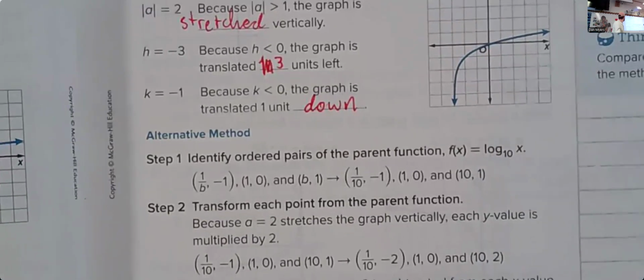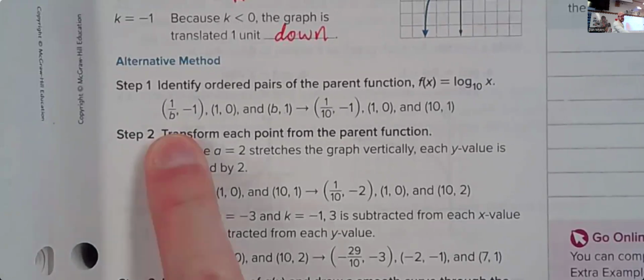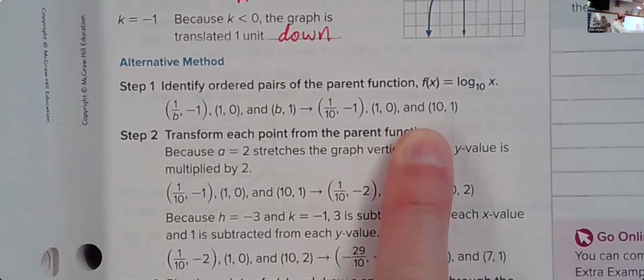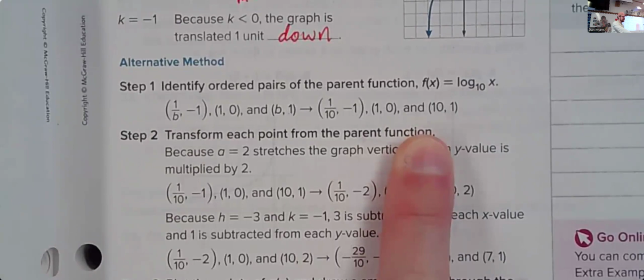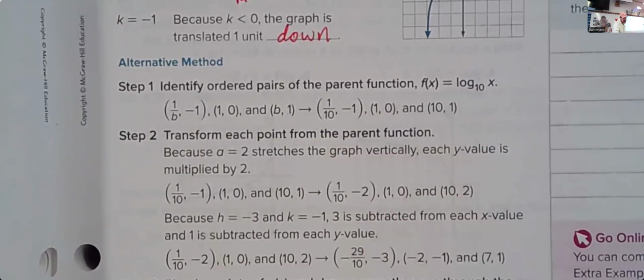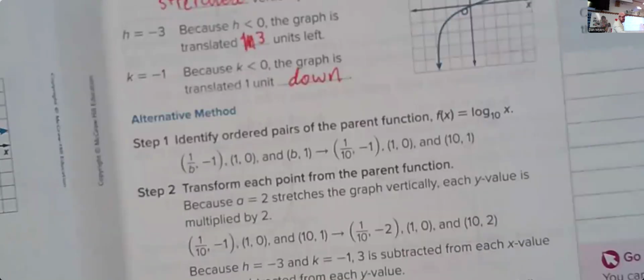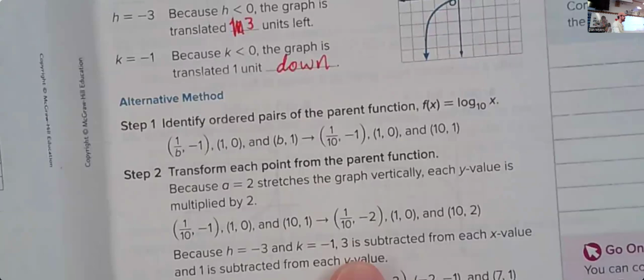So identify the ordered pairs of the parent function. Again, this is not a step that I would necessarily expect you to do. I would just say, go ahead and plug that into your calculator, see what it looks like. This is just obtaining points on the graph. That's fine. Plot the points, draw a smooth curve. So we can kind of ignore these steps here. You can just type it into your calculator.